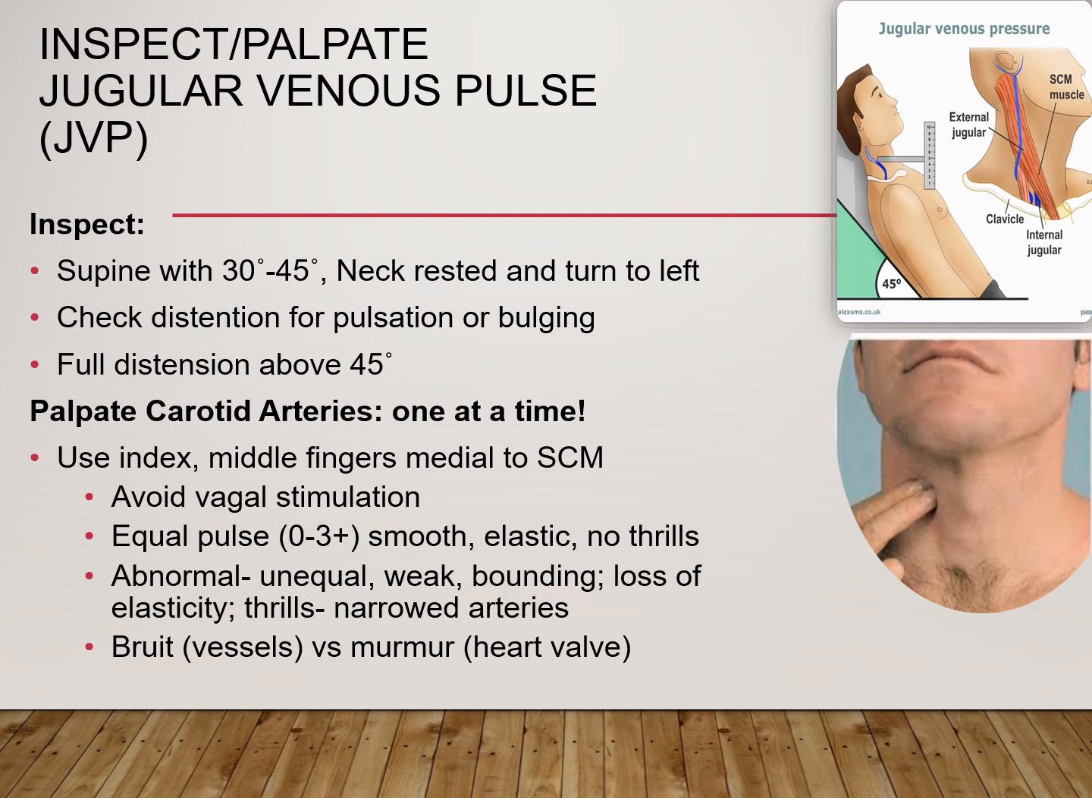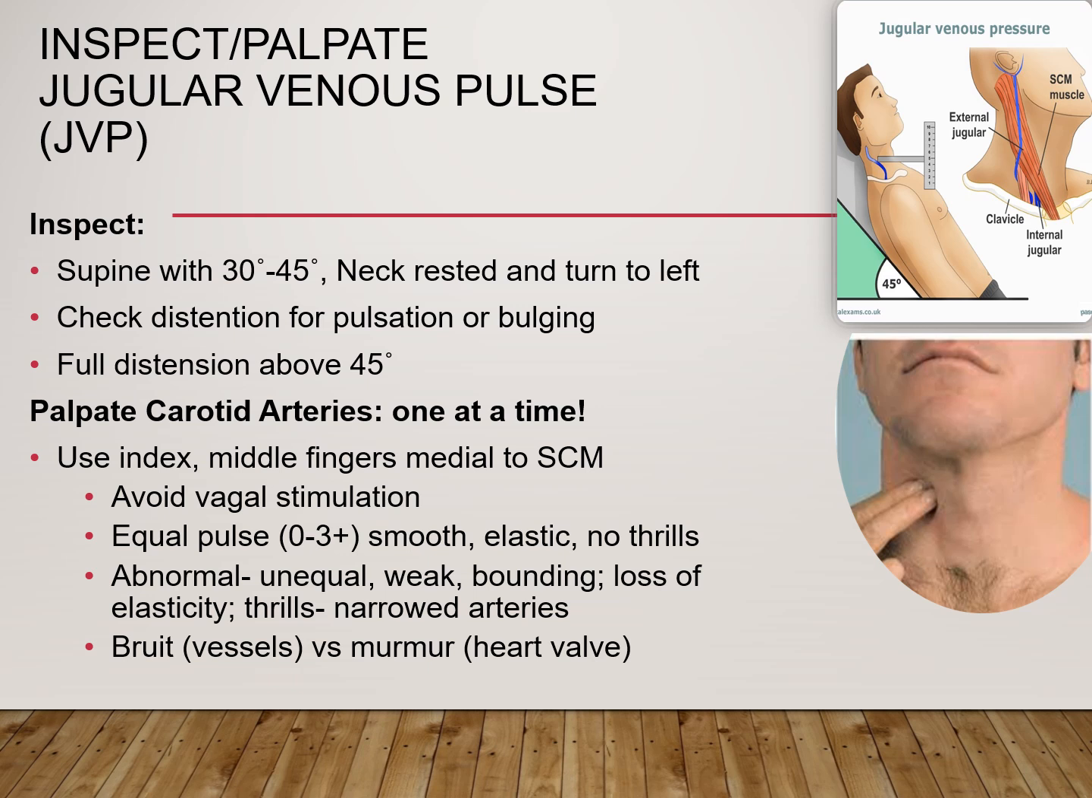So when we inspect and palpate the jugular venous pulse, we are assessing the patient, like we said, supine at 30 degrees, and we should not see the distension in the jugular vein. If there's distension in any degree above 45 degrees and you see that jugular vein, that can be fluid overload or considered distension.